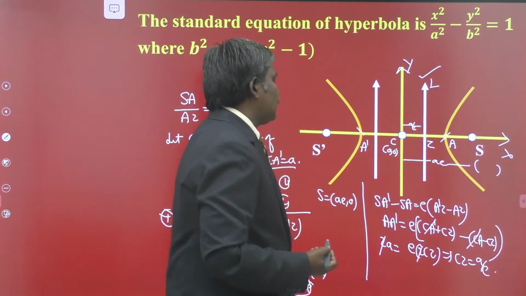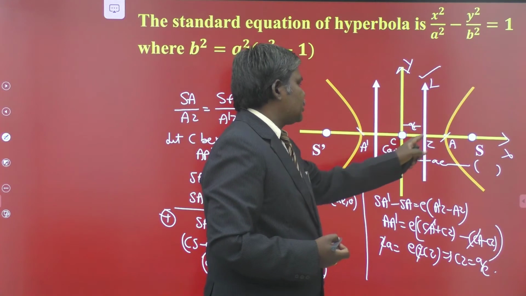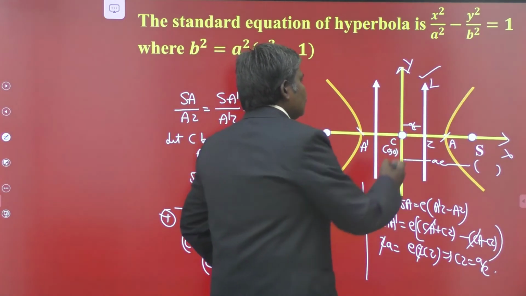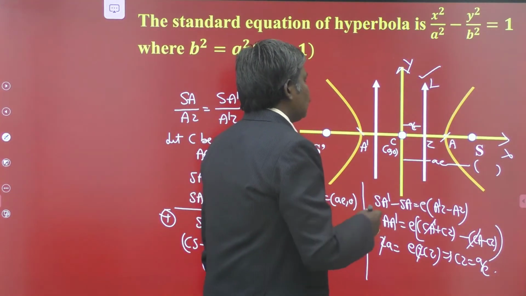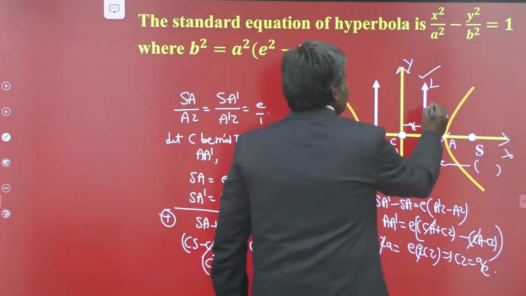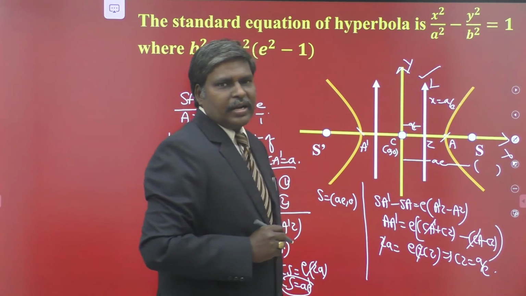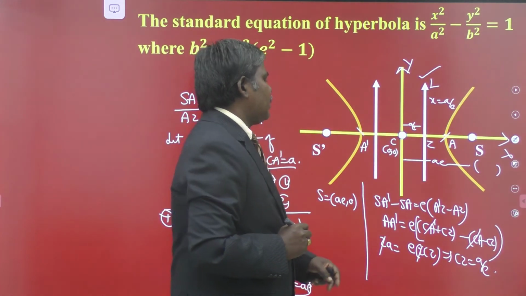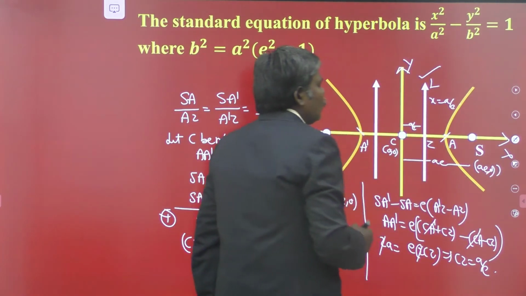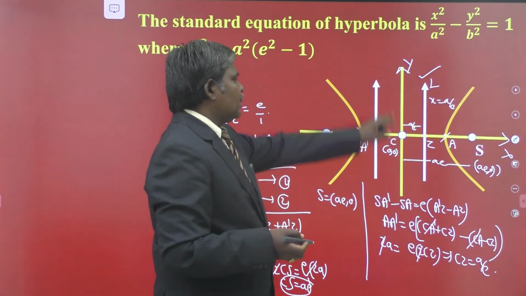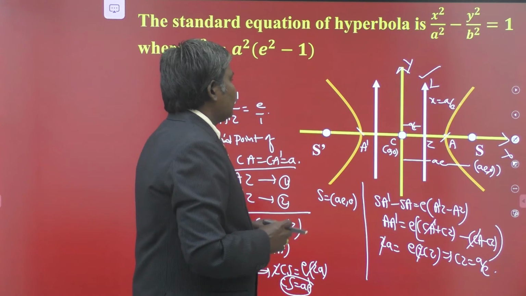Because E greater than 1 here, AE is more than A by E. So this is the distance from here to here, A by E. This is the line parallel to y-axis and it is on the right side of the y-axis at a distance A by E. So the equation of directrix is chosen as x is equals to A by E. So your directrix equation is x equal to A by E and the coordinates of focus S are AE comma 0. Okay. Once you have the focus and the equation of directrix, can you derive the equation of hyperbola or not? Yes, you can write.